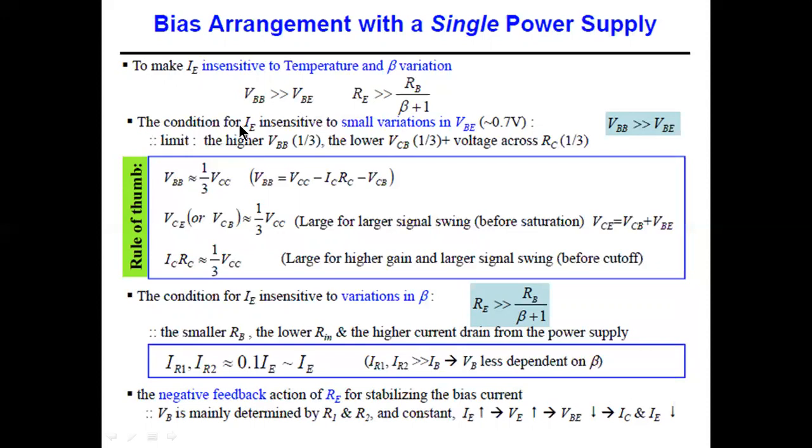So the first condition is the condition for IE to be insensitive to small variation in VBE, that is 0.7 volts, and this will be the case under this condition. We see that the limits are: the highest value of VBB should be 1/3, the lower value of VCB will also be 1/3, plus the voltage across RC should also be 1/3.